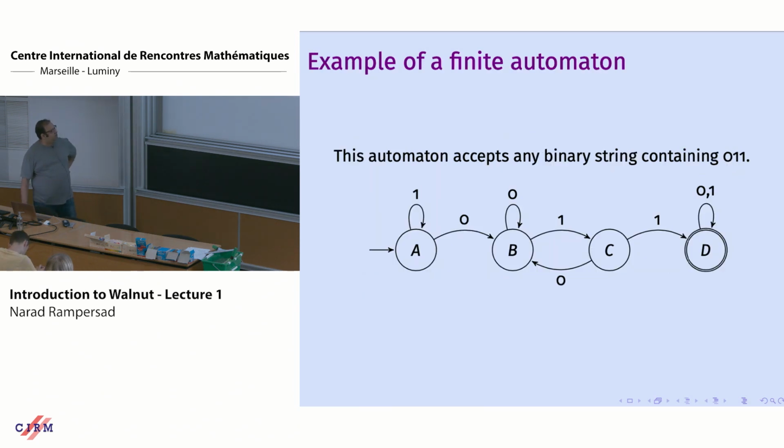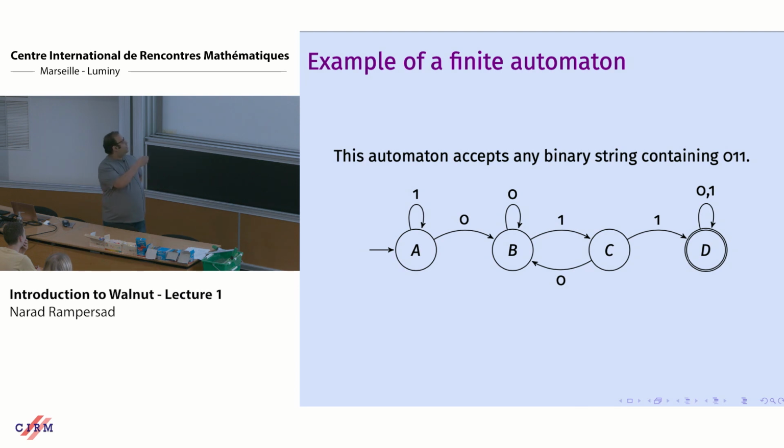So here is an example of a finite automaton. It has four states, A, B, C, and D. It's operating on the binary alphabet. The initial state is the one marked with just that incoming arrow from nowhere. The final states are marked with the double circle, right? And the transitions are just shown as labeled edges, right?